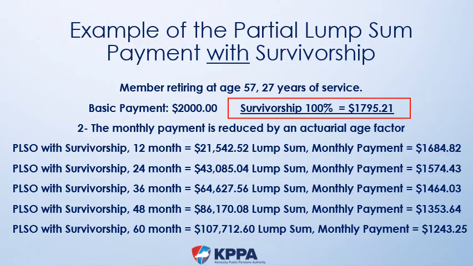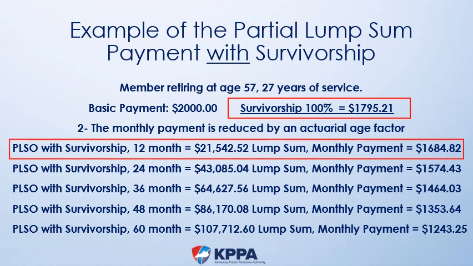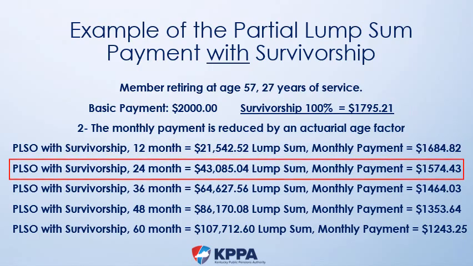As you see on your screen, if the member chose the 12-month PLSO with survivorship, they would receive a one-time lump sum payment in the amount of $21,540.52, and their monthly benefit is decreased to $1,684.82. If the member chose the 24-month PLSO with survivorship option, they will receive a one-time payment in the amount of $43,085.04, and the monthly payment amount would be $1,574.43.